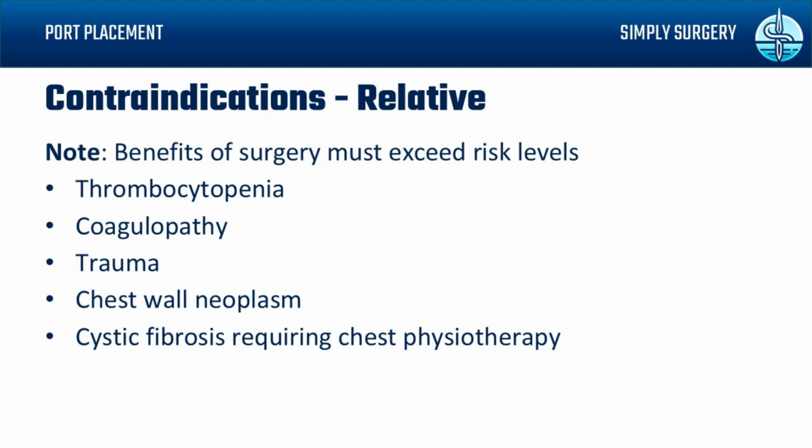Relative contraindications are things that really need to be outweighed by the benefit of port placement, would be things such as thrombocytopenia, coagulopathy, trauma, a chest wall neoplasm, or the patient has cystic fibrosis requiring chest physiotherapy.